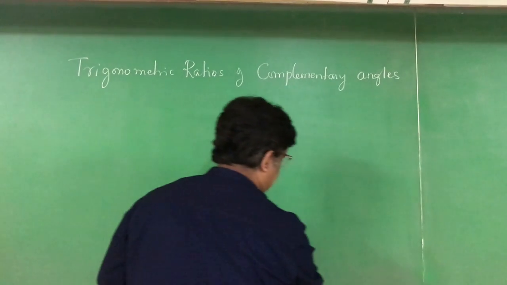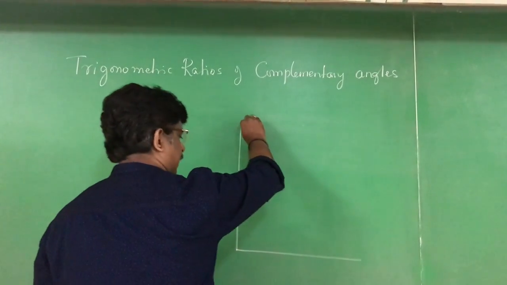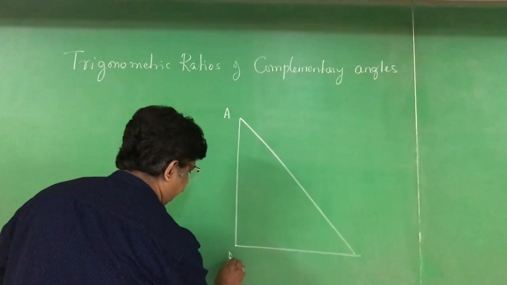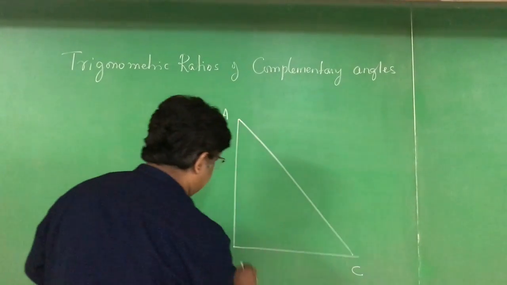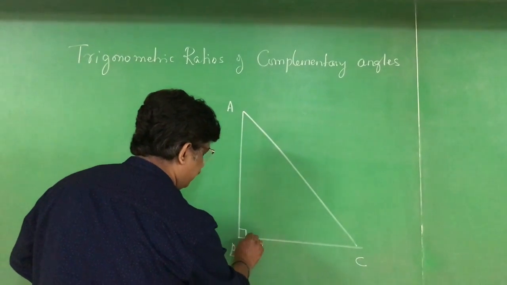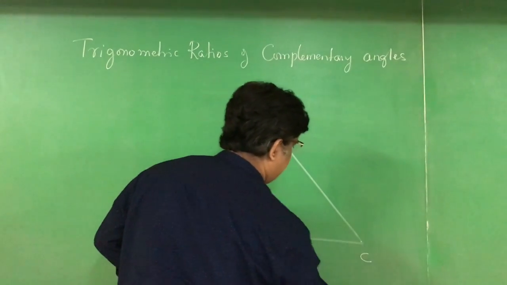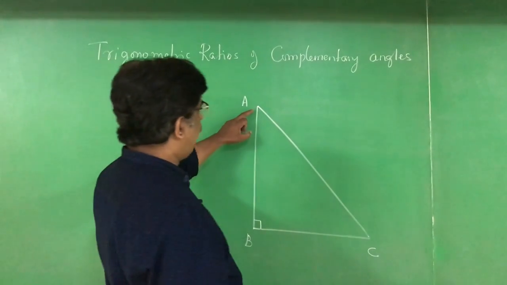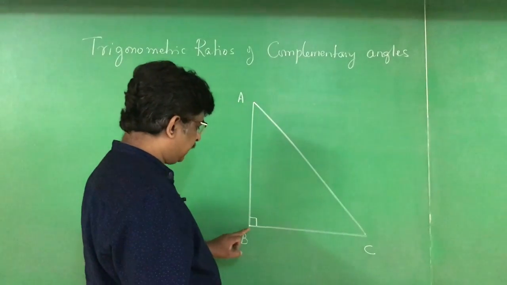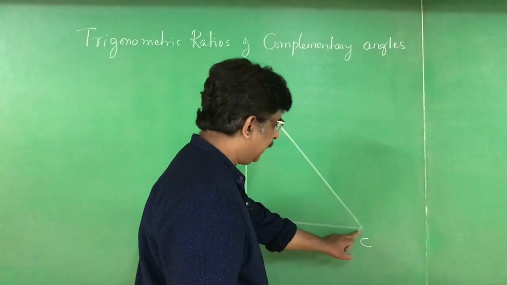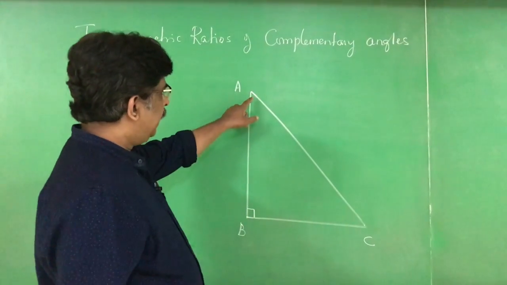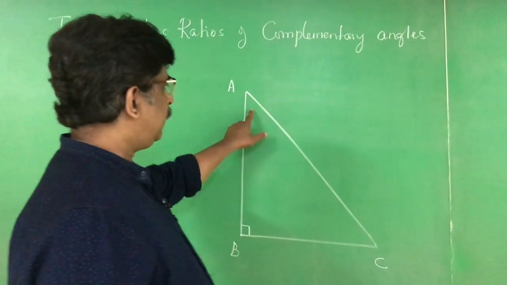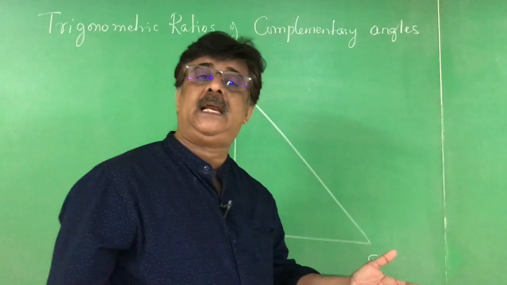See, here there is a right angled triangle. ABC is a right angled triangle, right angled at B. Now see, this is angle A, B is 90 degrees. This is angle C. We all know that in a right angled triangle, one angle is equal to 90 degrees. The other two angles are complementary angles.